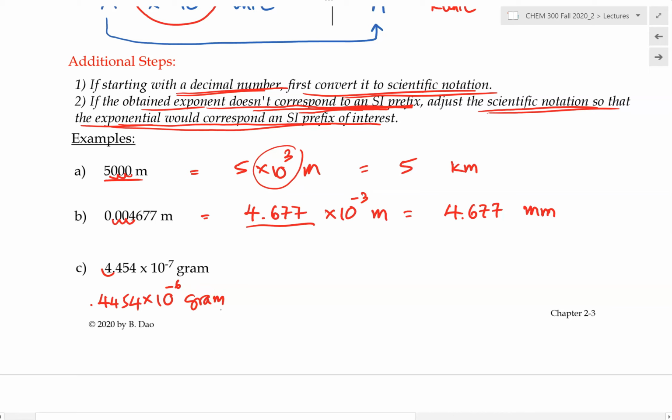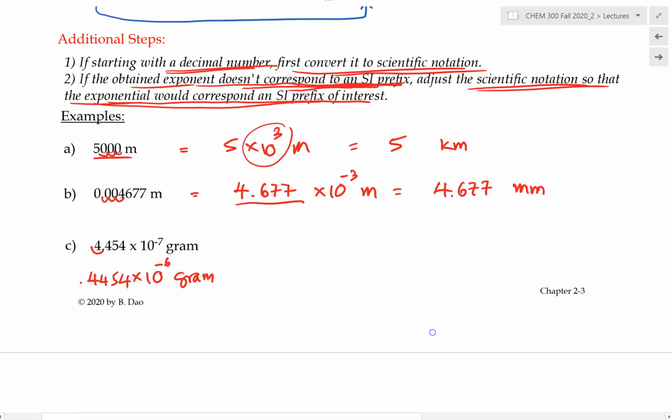Okay, so that is the scientific notation that corresponds. Now, some of you may be thinking, hey, this is not the correct scientific notation, because the decimal part does not range from 1 to 9. And if that's what you're saying, then that is a great answer. However, this is not the final answer, right? So we are okay with it, because we are not listing this as the final answer. We're just changing from -7 into -6, so that we can use an SI prefix to correspond to it. But this is not a final answer.